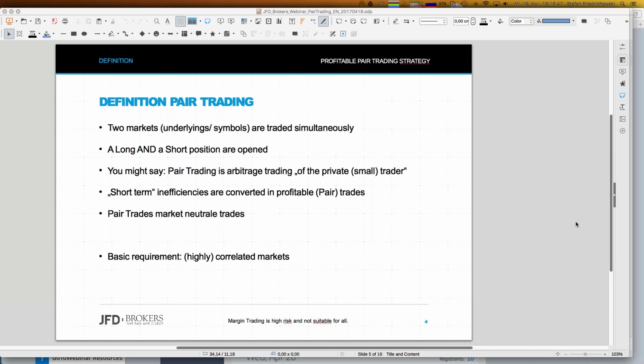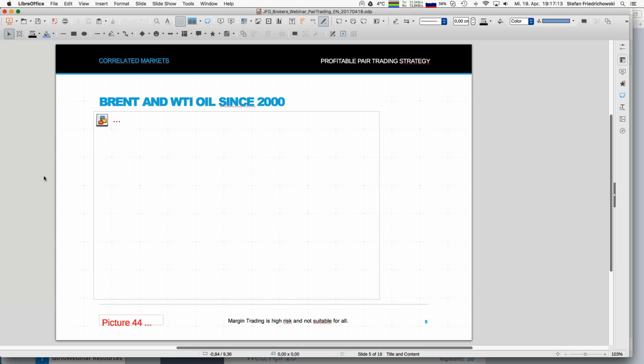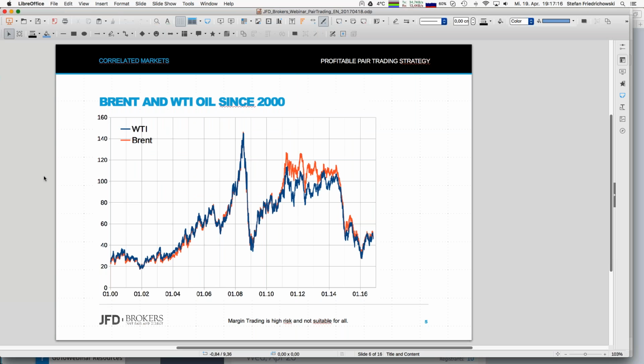What we try to find and use here are market inefficiencies, which bring those prices together once again. And the basic requirement, as always, for this kind of trading activity is that the two markets are highly correlated. That was a lot of theoretical considerations, but now let's look at some practical examples, first by some charts, and then later go into the details of how to open a trade, when to open a trade, and when to close that pair trade again.